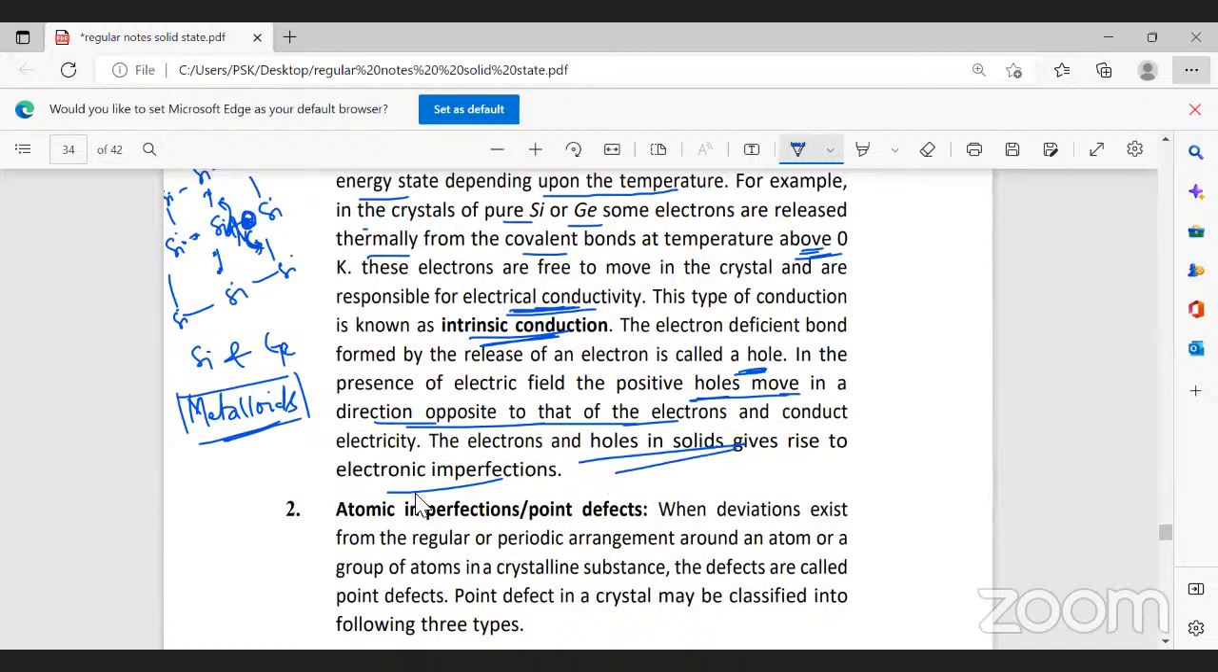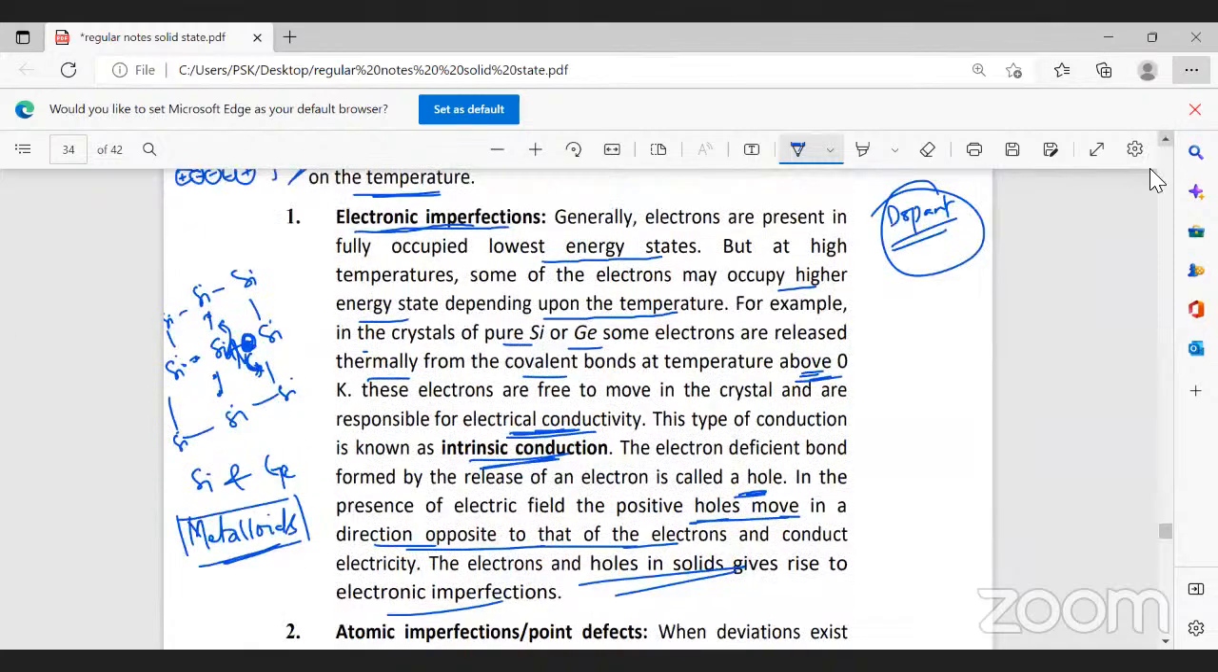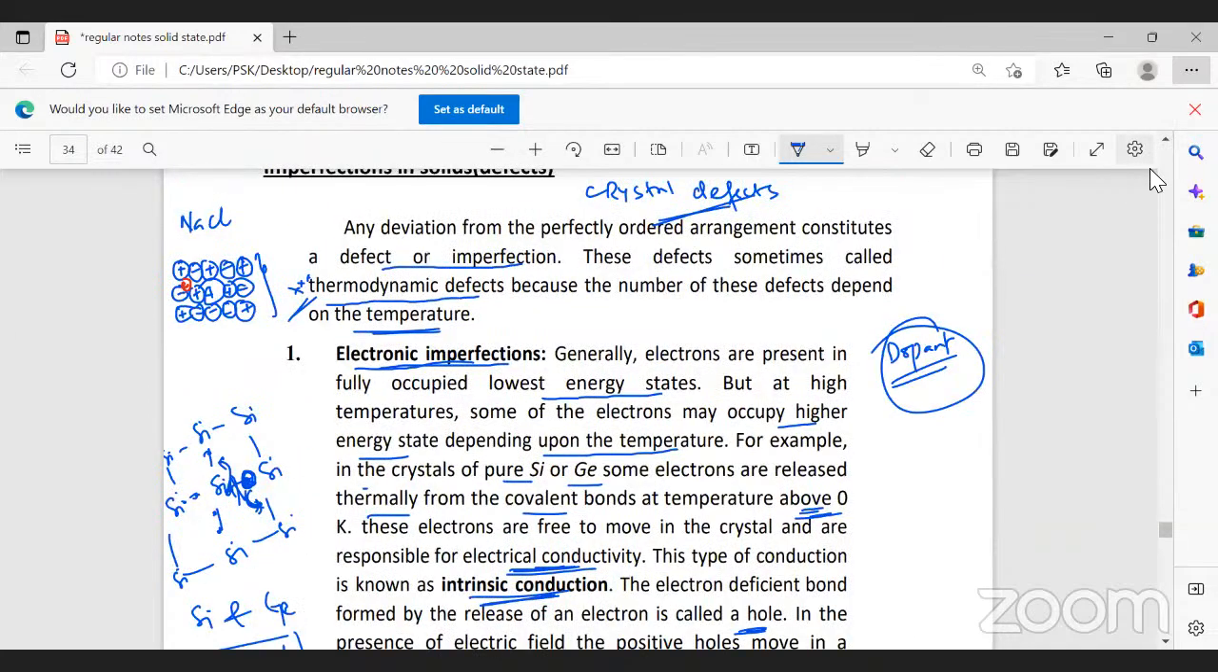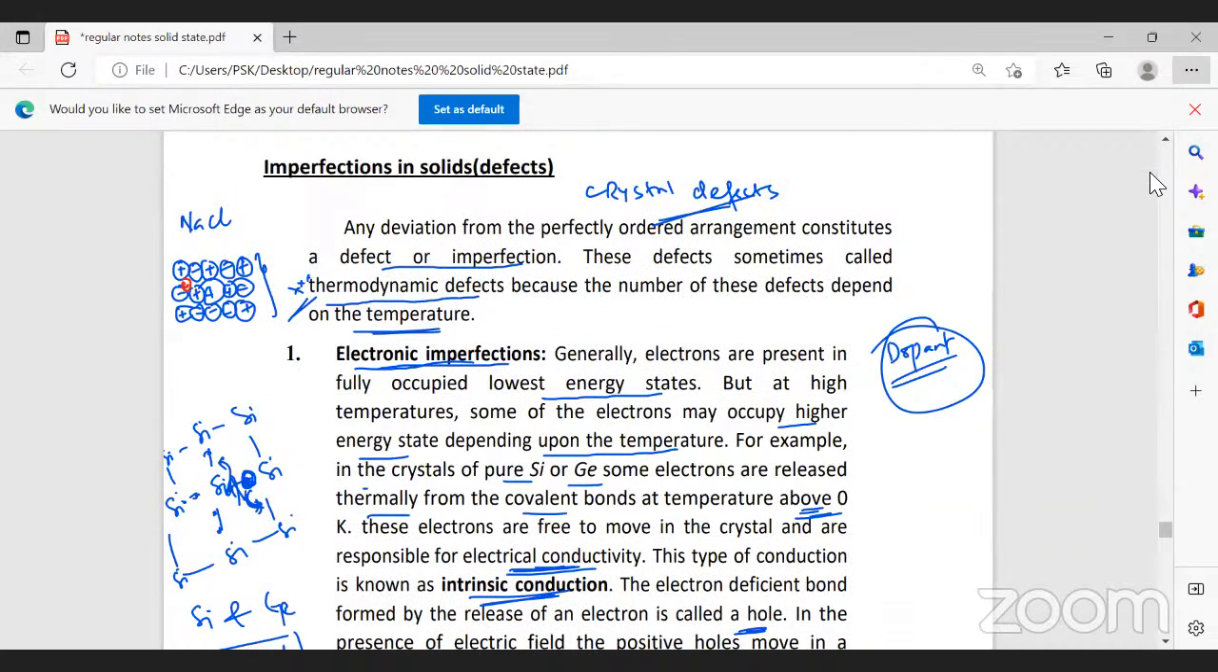So electrons and holes in a solid give rise to what imperfection? Electronic imperfection. Did you understand this? It happens in metalloids like silicon and germanium. Above the temperature of 0 Kelvin, the bonds break and the electrons start to move freely. That is called intrinsic conduction.